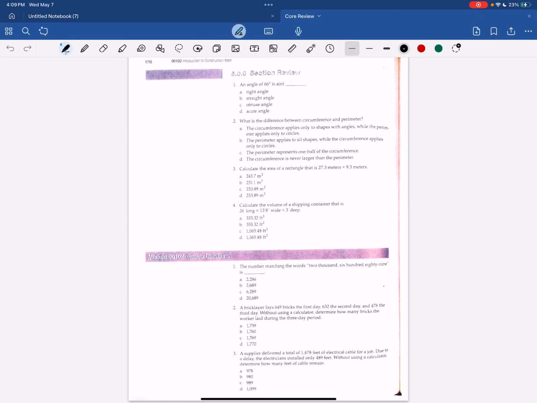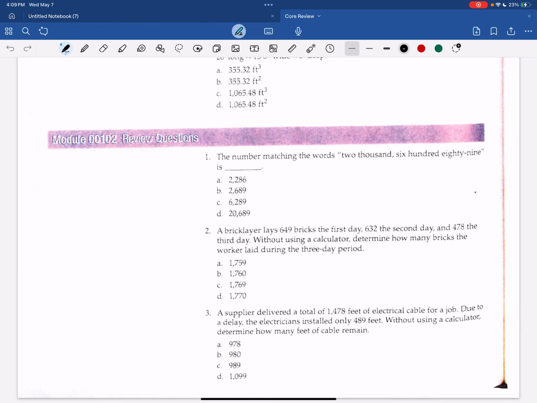In this video, I am working in the core textbook. We're on page 176. I did scan this just so that I could teach you each problem without having to copy all that. But if you turn to page 176, we're at the bottom, the module 102 review questions.